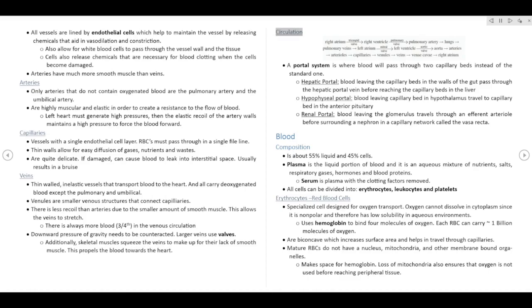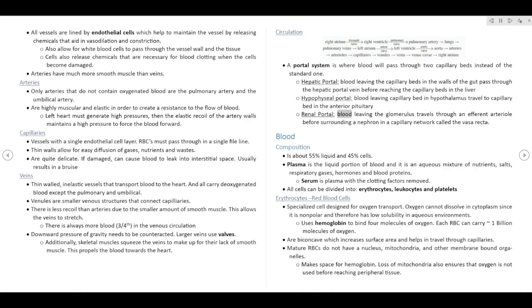Circulation. A portal system is where blood will pass through two capillary beds instead of the standard one. Hepatic portal: blood leaving the capillary beds in the walls of the gut passes through the hepatic portal vein before reaching the capillary beds in the liver. Hypophyseal portal: blood leaving the capillary bed in the hypothalamus travels to the capillary bed in the anterior pituitary.